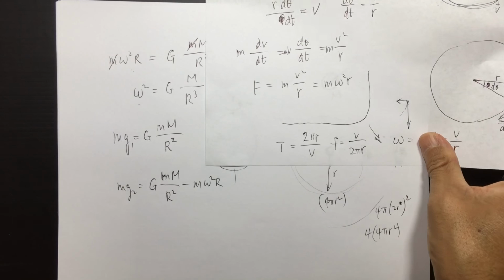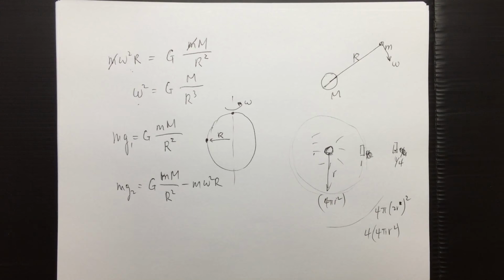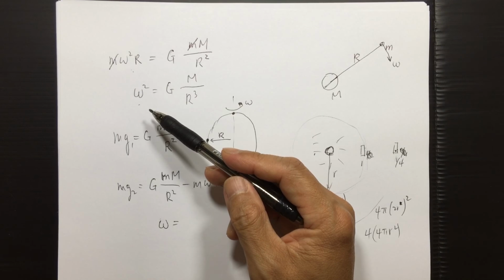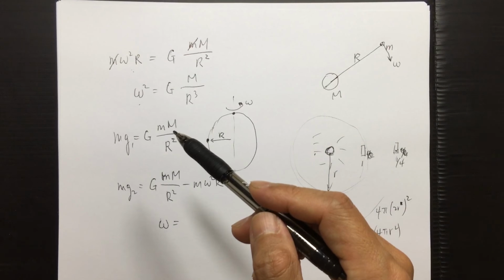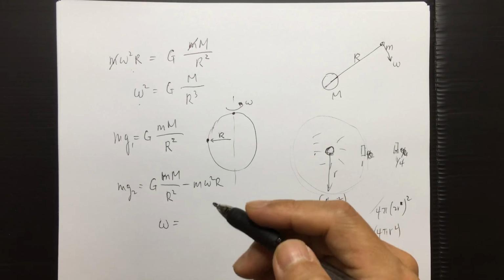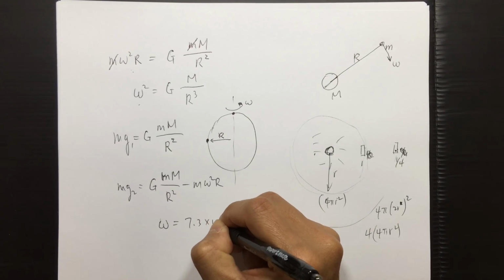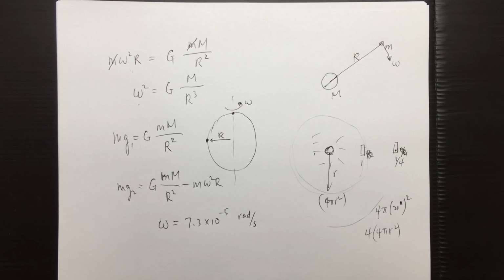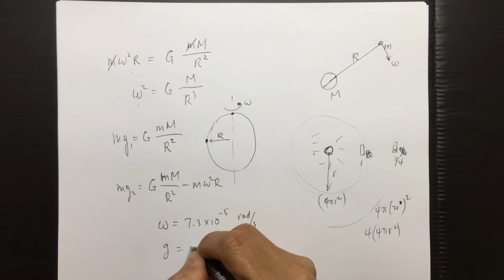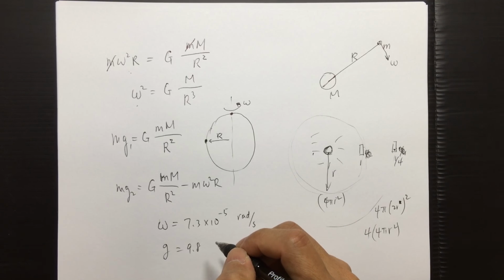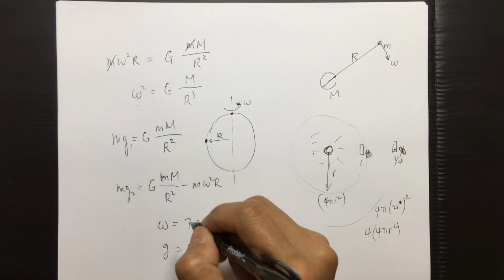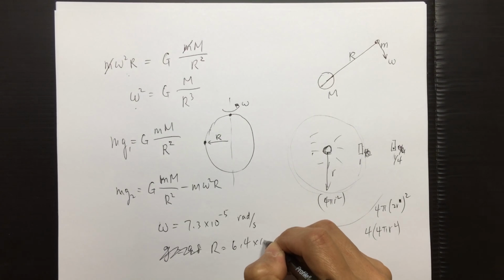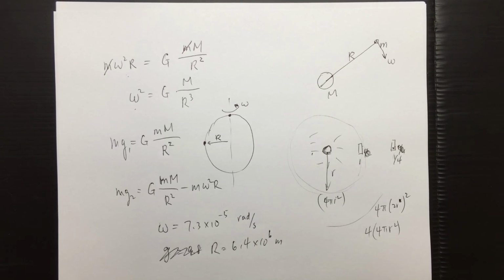Okay, now let's actually calculate this. If you convert omega from 2 pi per 24 hours into seconds, it's basically 7.3 times 10 to the minus 5 per second. And R is 6.4 times 10 to the 6 meters.